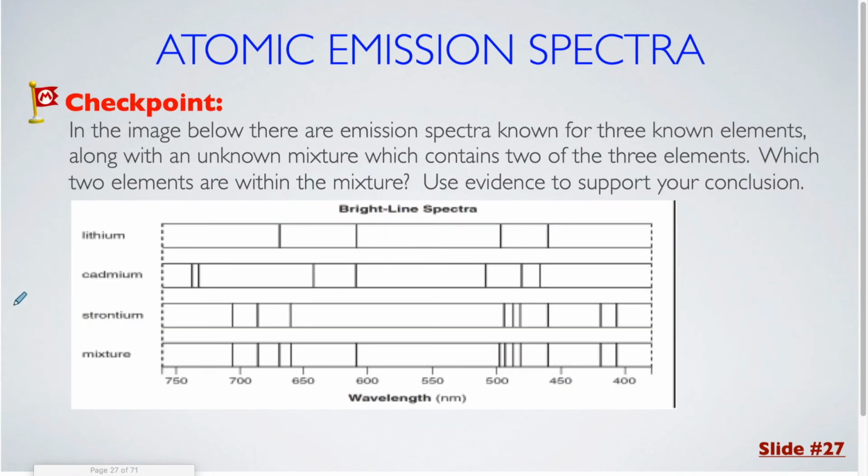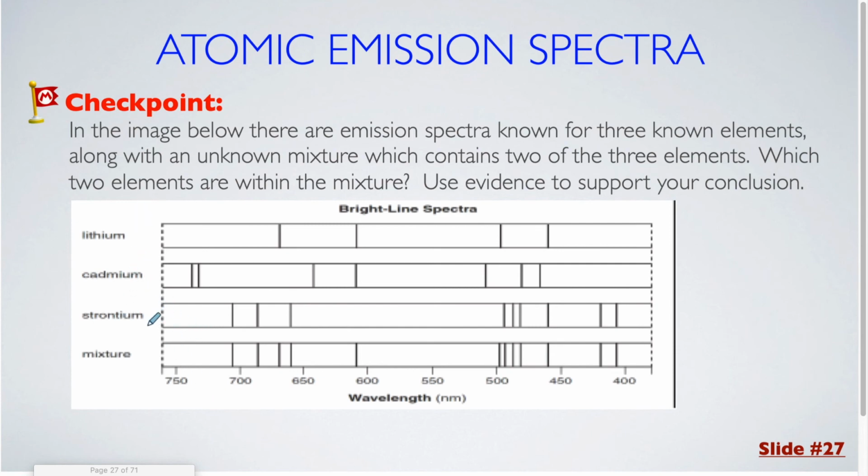In the image below, there are emission spectra for 3 known elements, along with an unknown mixture which contains 2 of the 3 elements. Which 2 elements are within the mixture? Use evidence to support your conclusion. So our mixture is down here at the bottom. And what we want to do is match up the lines that are shown here with lines that are in the 3 elements up above.